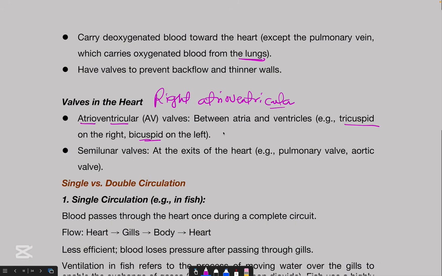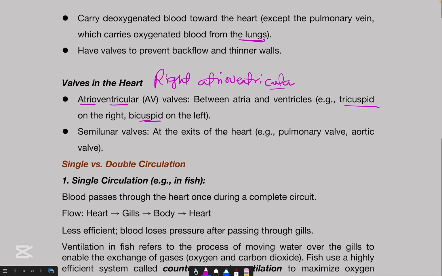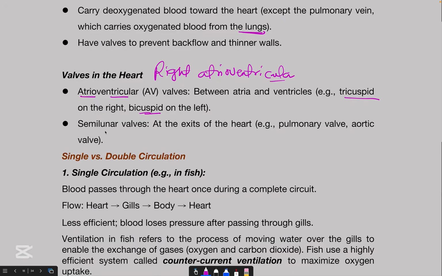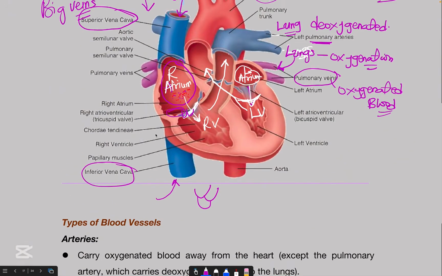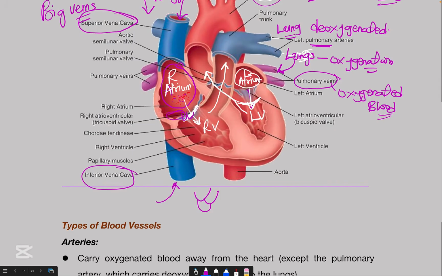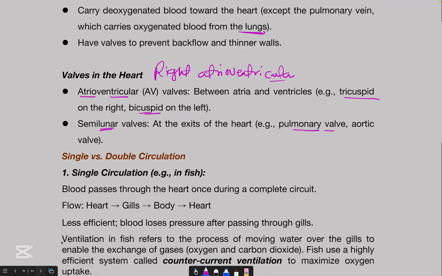Is that okay? Then we have the semi-lunar valves. They are like half moon. You know, we talk about lunar eclipse. Semi-lunar, and they are like half moon, at the exit of the heart, e.g., the pulmonary valve and the aortic valve. Where do we find them? The pulmonary valve is between the lungs and the pulmonary artery.